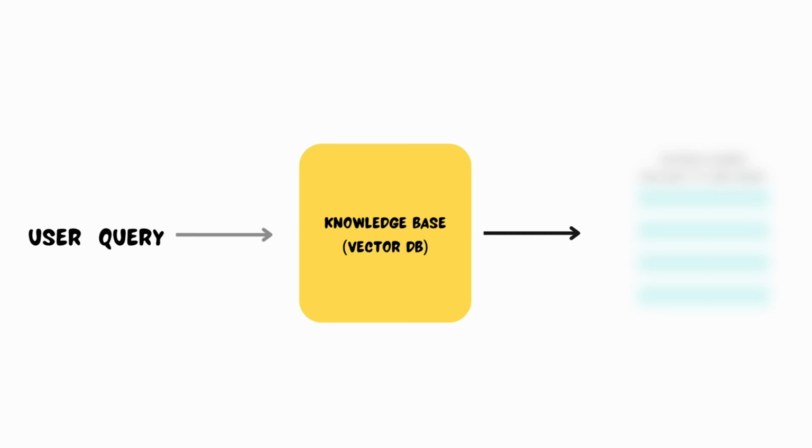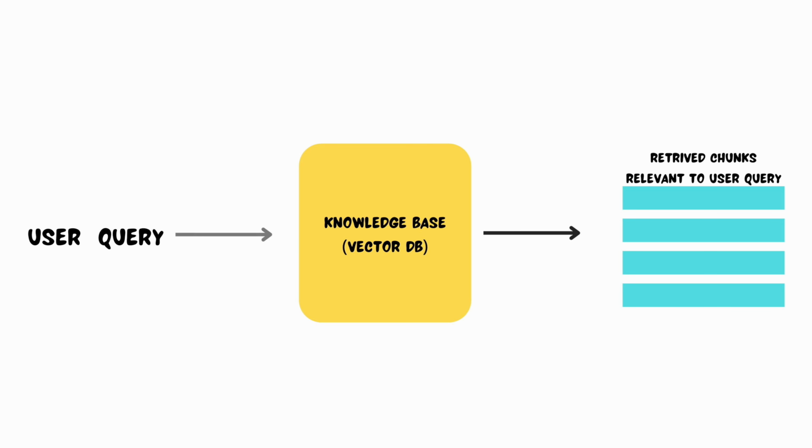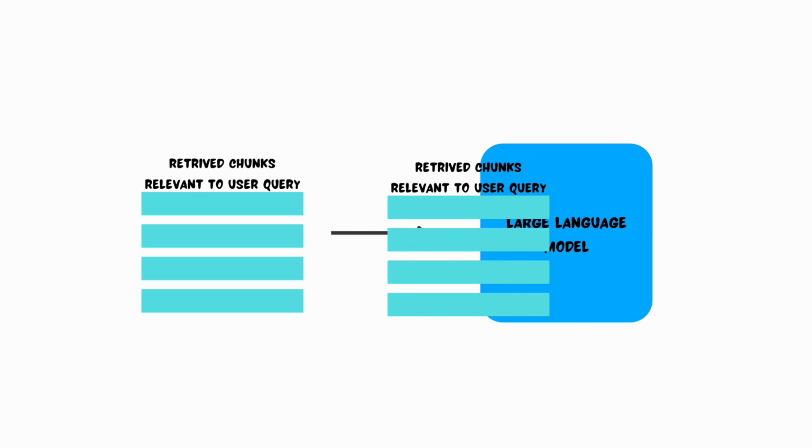So, in simple terms, here is how it works. First, when you ask a question, the system goes and retrieves the most relevant information from your knowledge base, and then it passes that data to the language model. Finally, the model uses both its training knowledge and your data to generate the perfect answer. Okay, so now as we know what RAG is, it's time to understand how it actually works.